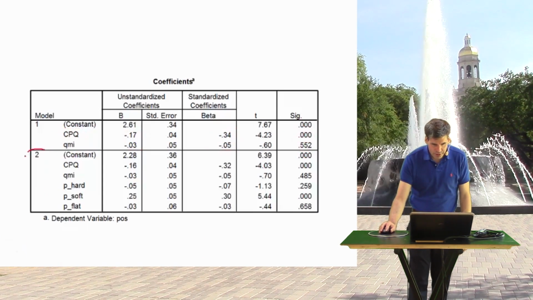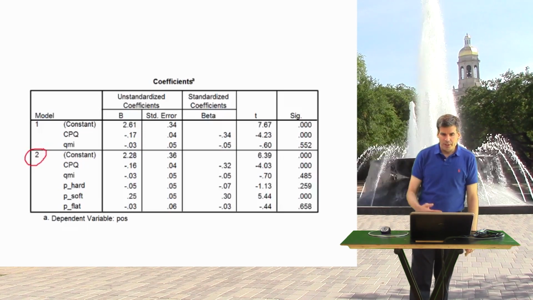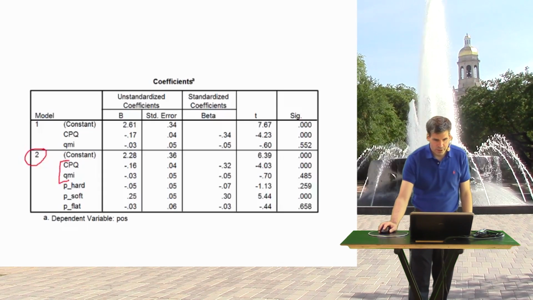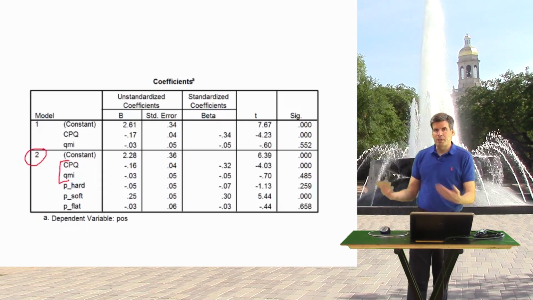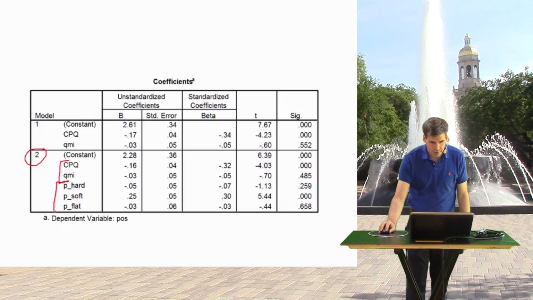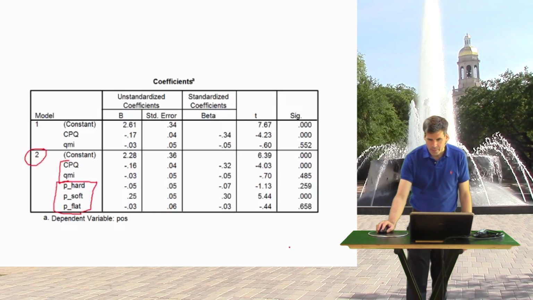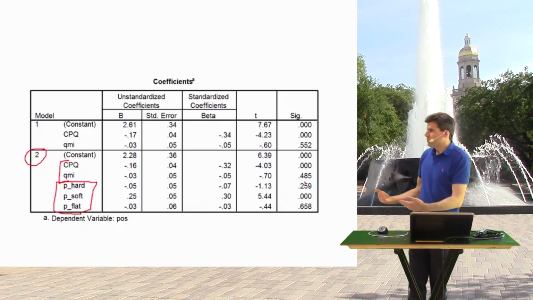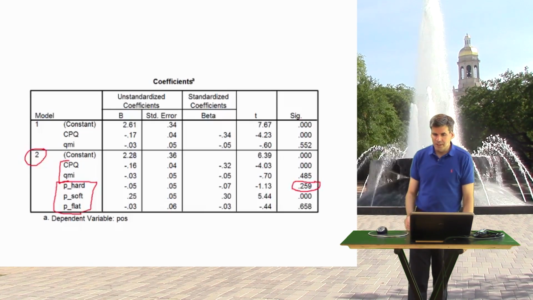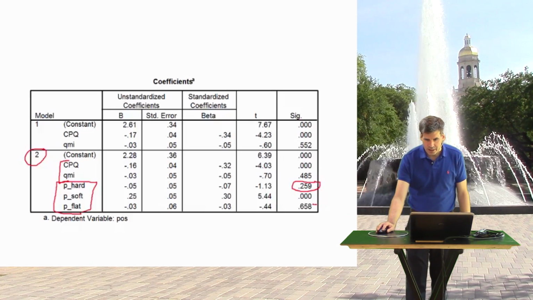Then we have Model 2, which includes all 5 predictors. So it includes the same 2 we started with, CPQ and QMI, our overall relationship conflict and overall relationship satisfaction, and it also includes the 3 emotion variables: hard emotion, soft emotion, and flat emotion. And we can see over here that although all these variables had significant correlations, the hard emotion p-value is not significant, and flat emotion is not significant.